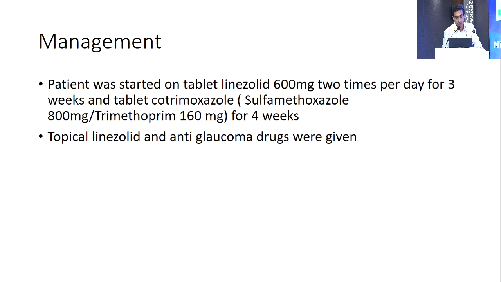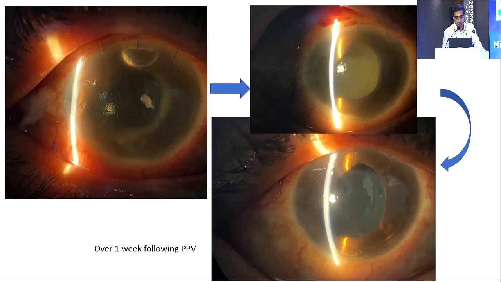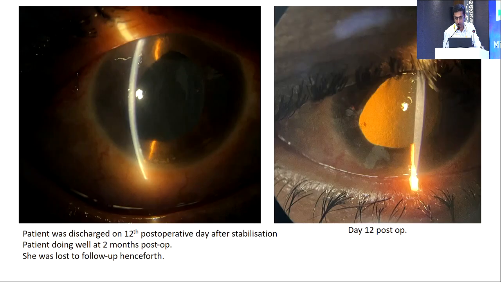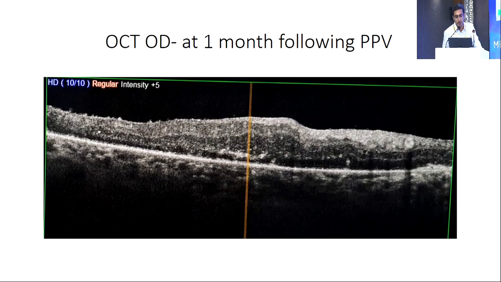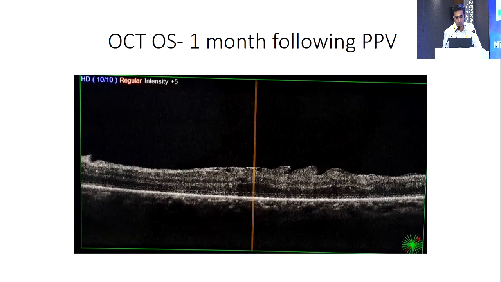The patient was continued on oral linezolid and cotrimoxazole for 4 weeks, and along with that 0.2% topical linezolid. The patient continued to improve. At 1 week, the cornea cleared, and at about 12 days, the patient was discharged. These are the follow-up OCTs at 1 month of follow-up.